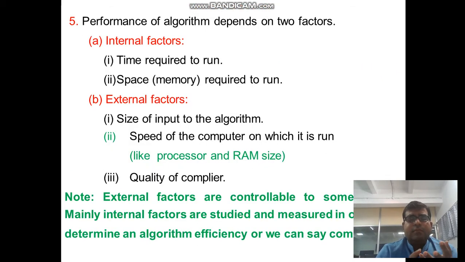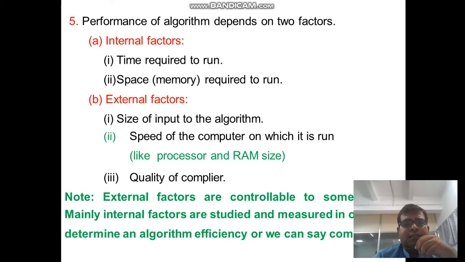Next one, performance of an algorithm depends upon two factors. One is the internal factor and the other is the external factor. In the internal factor, two things are there. One is time and the other is space. Here time means how much time is required to execute the program, and space means how much extra memory is required to run the program.